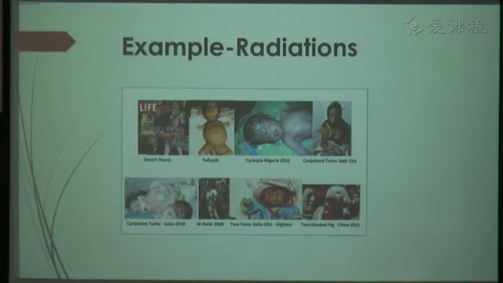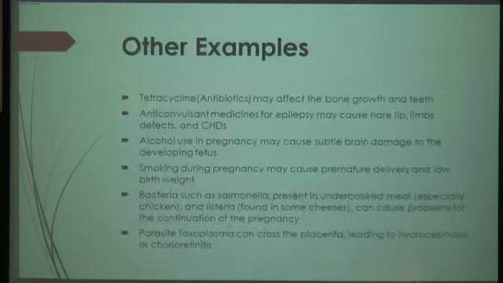For example, this cyclopia birth defect in which the kid only has one eye, or those double-headed human or pig. These are all sorts of defects that can be caused by radiations. Okay, so these are some examples.